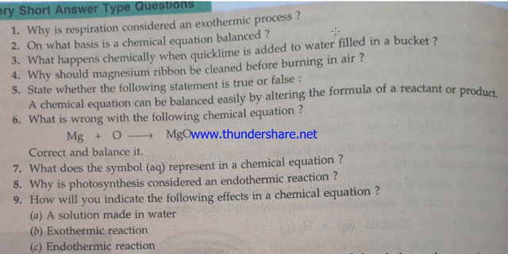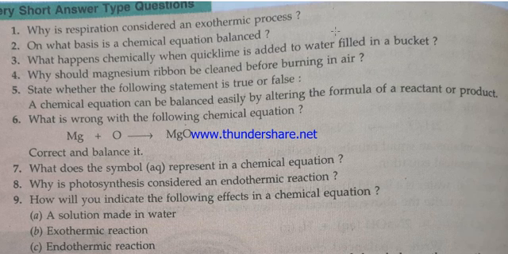What happens chemically when quicklime is added to water filled in a bucket? Quicklime is calcium oxide, that is lime. When it is added to water, it converts into slaked lime. That is an exothermic process. Heat energy is released. Why should magnesium ribbon be cleaned before burning in air? Because some amount of impurities of magnesium oxides are present. Magnesium oxide and hydroxide are present due to the presence of moisture.